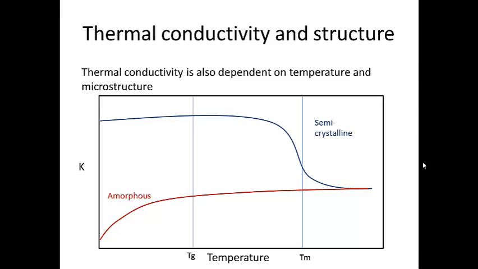On the other hand, semicrystalline polymers have relatively high thermal conductivities at temperatures below the glass transition temperature, and this remains fairly constant until you approach the melting point. At the melting point, the thermal conductivity drops to be equal to that of an amorphous polymer, because now you're in a polymer melt.